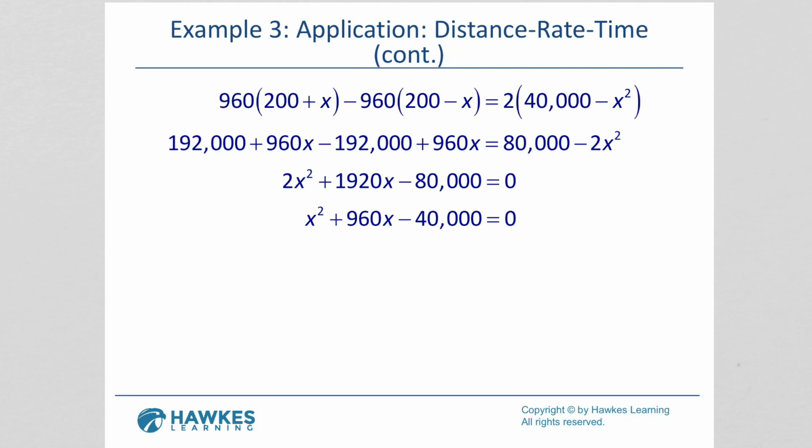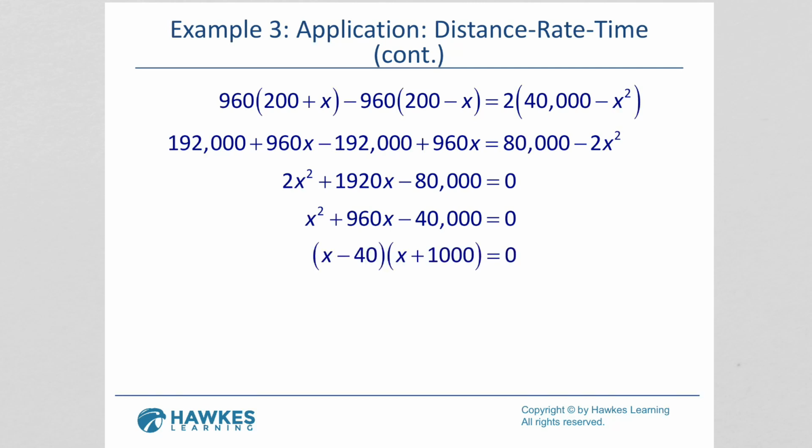So now we'll divide everything by 2. That gives us x squared plus 960x equals 40,000. And here we're taking everything and dividing by 2. So the 2x squared, the 1,920x, the negative 80,000, and also this 0. So what you do to the left, you have to do to the right.